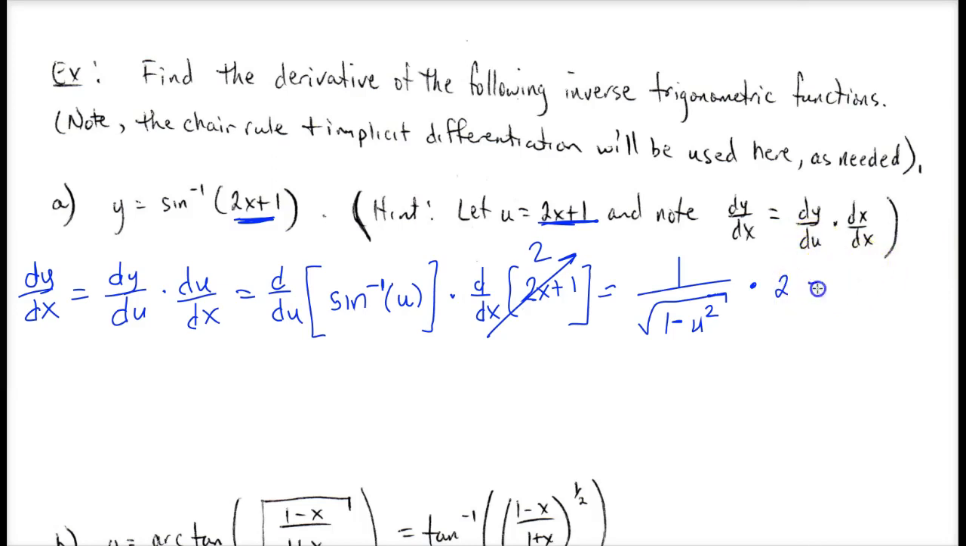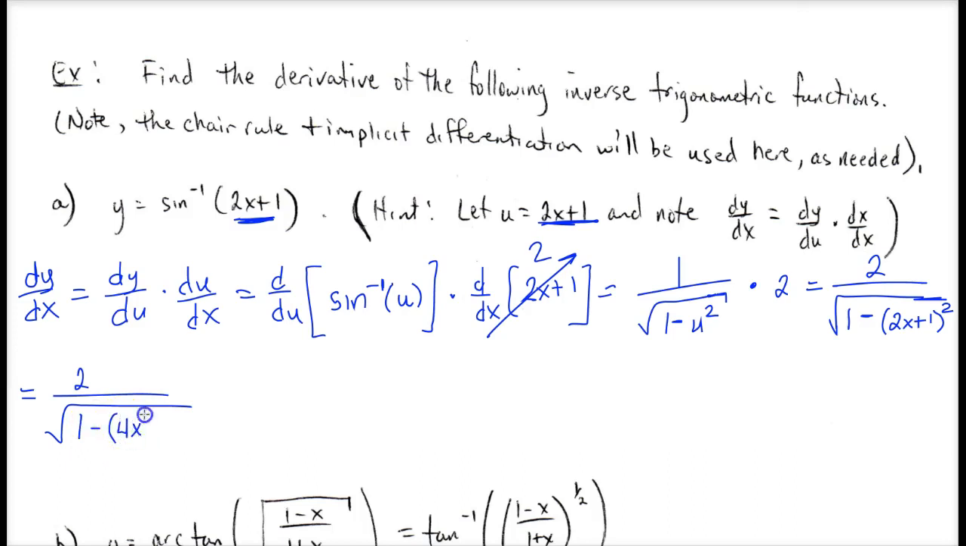And so from there, that'll just be 2 divided by the square root of 1 minus, and of course our u is 2x plus 1, and that will be quantity squared. Okay. Now, we'll go ahead and try to simplify that. Of course, if we FOIL out 2x plus 1 quantity squared, that would be 4x squared plus 4x plus 1.